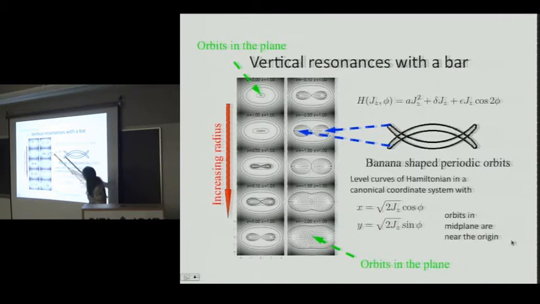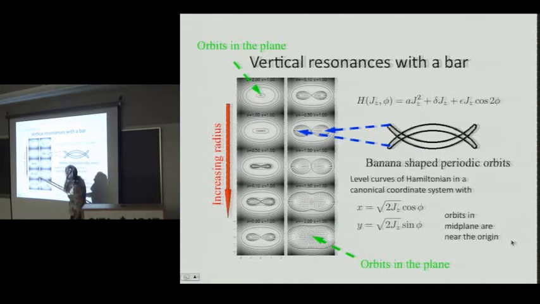So what I plotted here is level curves in this coordinate system. In this coordinate system, theta is phi, the angle on the plot, and the radius from the origin is this jz, which tells you the vertical height of the orbit. So if I lift a star, then I'll put it in a high jz orbit. It'll have a high value of jz.